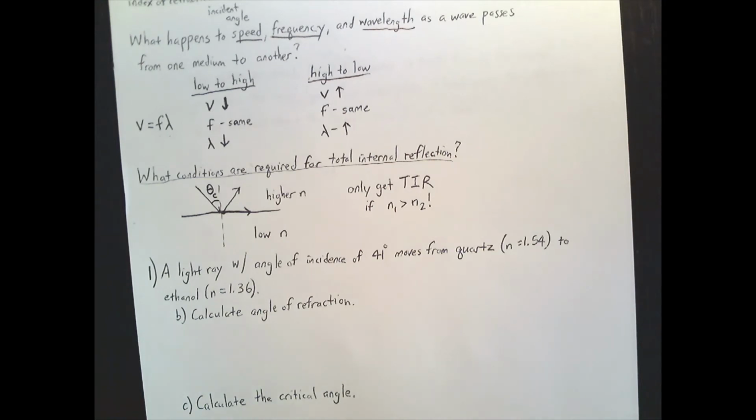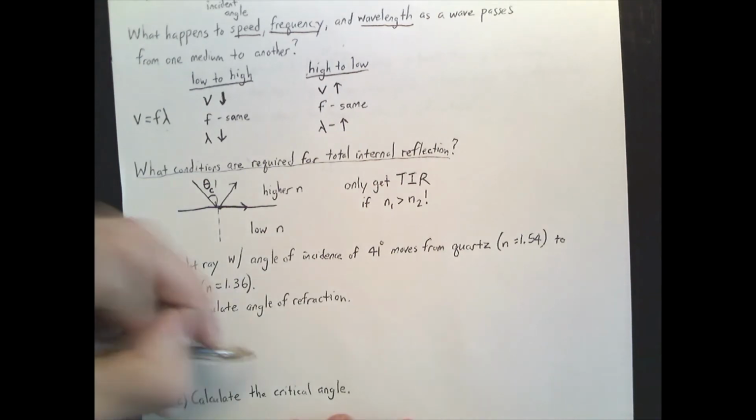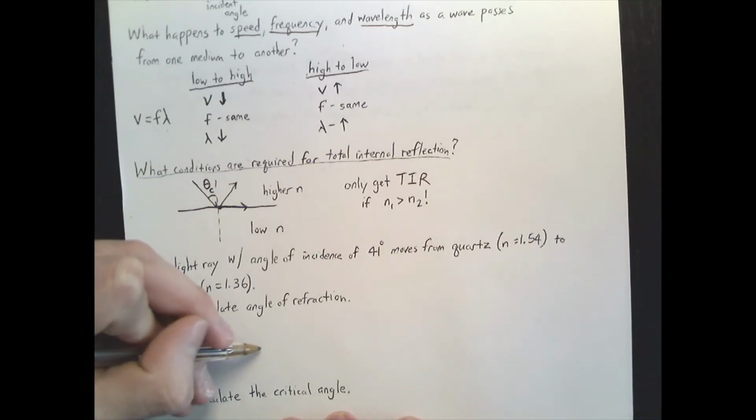So our first problem here, we have a light ray with angle of incidence 41 degrees moves from quartz, N equals 1.54, to ethanol, N equals 1.36. Now, part A asks you to draw a picture, but really for these kinds of problems, you should always be drawing a picture whether or not you're asked to or not. So let's just draw that picture as part of our calculation of part B. Calculate the angle of refraction.